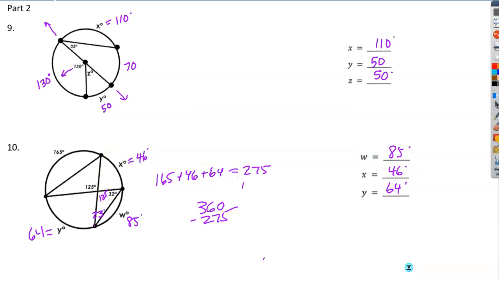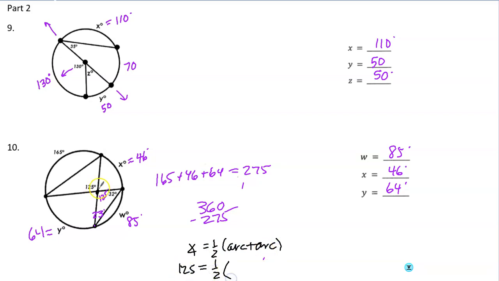You could solve for W if you wanted to. If you wanted to solve for W, you could use this little angle 125 because it's in the circle. So I could have used that the angle is half of arc plus arc. So if I use the 125, then the two arcs that create it are this arc, 165, and then the arc going this way, which is W. So that's another way, and then I could have multiplied both sides by 2. This is another way that I could have solved for W. And so then I'd get W equals 85. Either way. Okay.